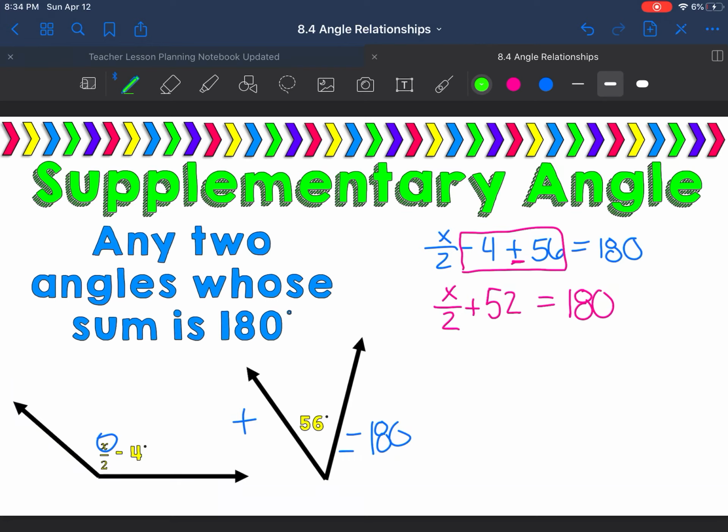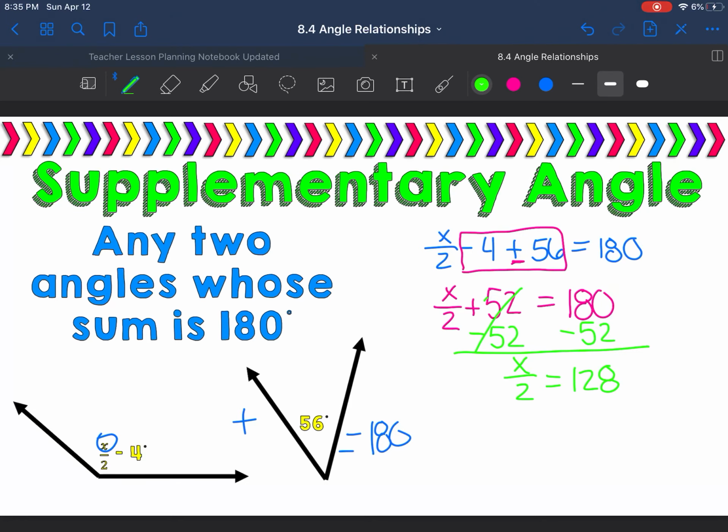And now I have an easy two-step equation. So I already called midnight, after, add or subtract. In this problem, I'm adding 52, so I need to do the inverse or the opposite of that, which is subtracting. So I'm going to subtract 52 on both sides. Plus 52 minus 52 gives me 0 and cancels out and leaves me with x over 2 equals 128.